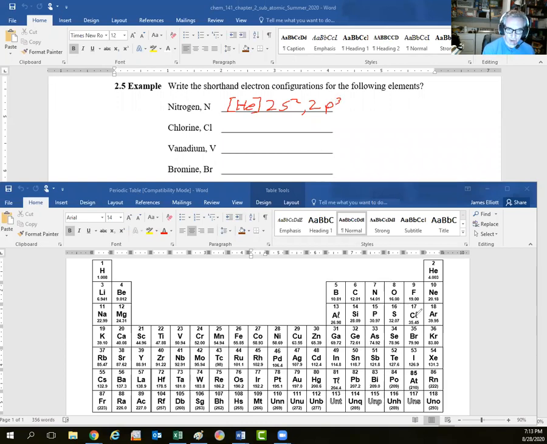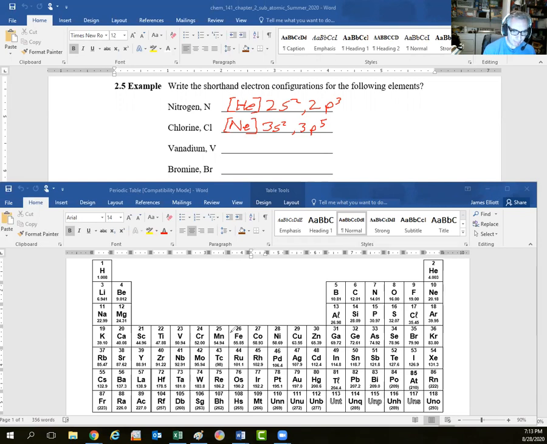Chlorine, from its position in the table, we back up to the end of the second row and we'll use neon in square parentheses to allude to two shells complete like neon. And then we can say 3s2, 3p5.